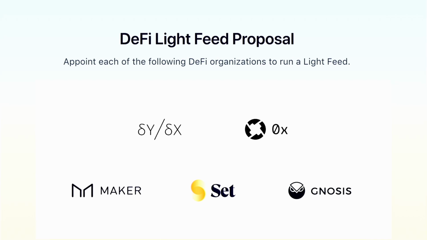So we talked earlier that governance passed the DeFi light feed proposal, and so this was the first wave of organizations that were onboarded to run a feed. So DYDX, 0x, the Maker Foundation, SEP Protocol, and Gnosis. So they're all running a feed right now in Oracle's V2, which is supporting multi-collateral Dai.